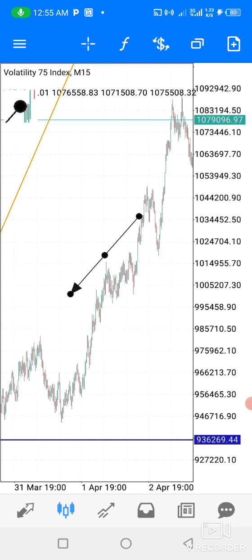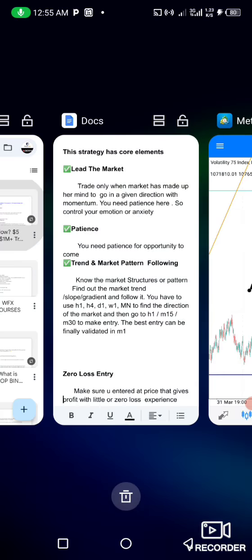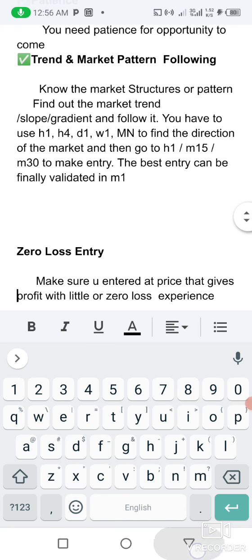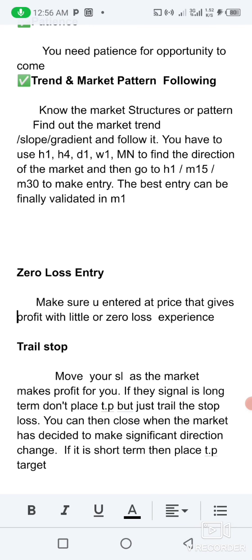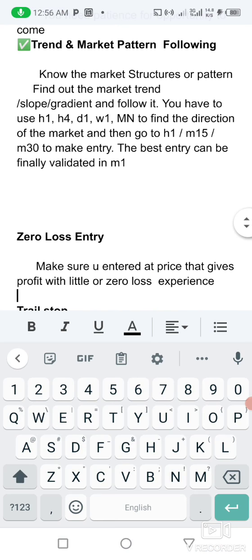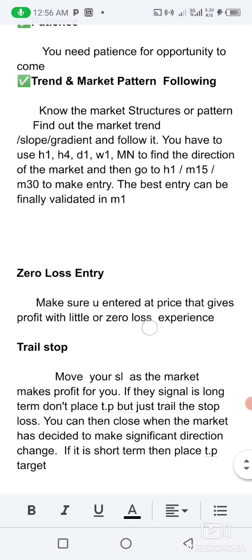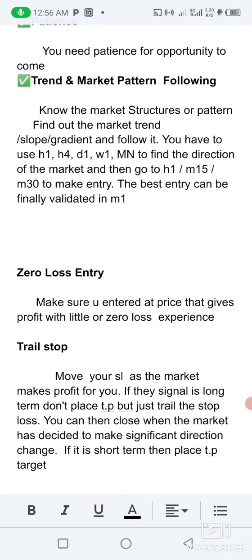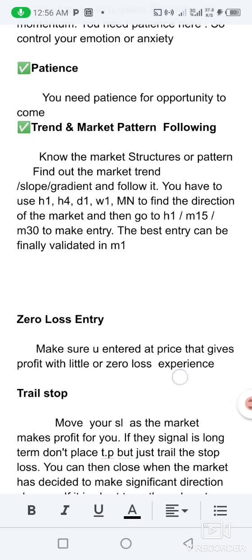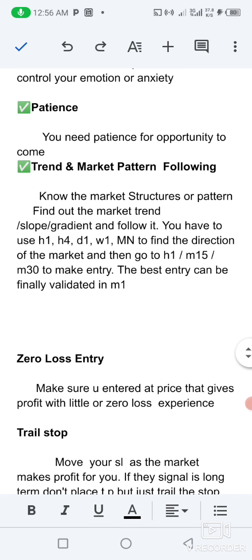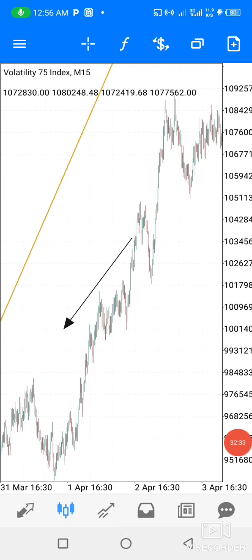See, the lower the time frame, like if you want to get the best, what did I say? Zero loss entry. You need to do that at lower time frame. I didn't put it in the writing, but that is what you're supposed to do in the lower time frame. Because of time, I will not be writing it out. Yes, you see, the best entry can be finally validated in M1. Are you seeing it here? Yes, I know what I'm saying, and you people should follow it up.